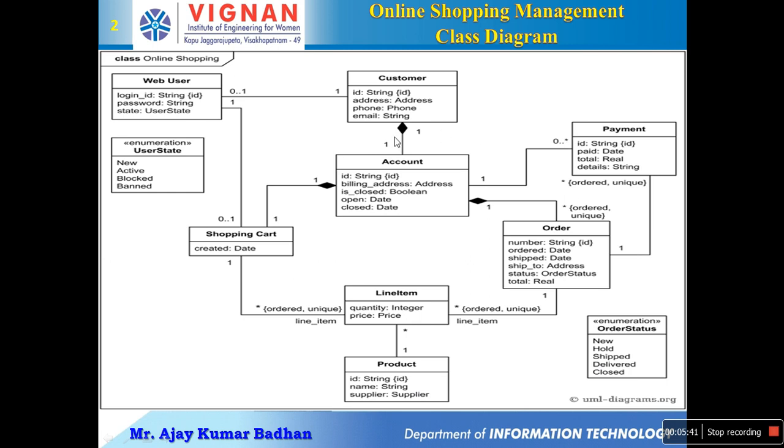Now here you can see that account and customer have a relation called one-to-one. Why is it one-to-one? Every customer can have only a single account. They cannot maintain multiple accounts. For that reason it is represented one-to-one. In the same way, there will be only one shopping cart for each and every account. But coming to web users, they may be 0 to 1.